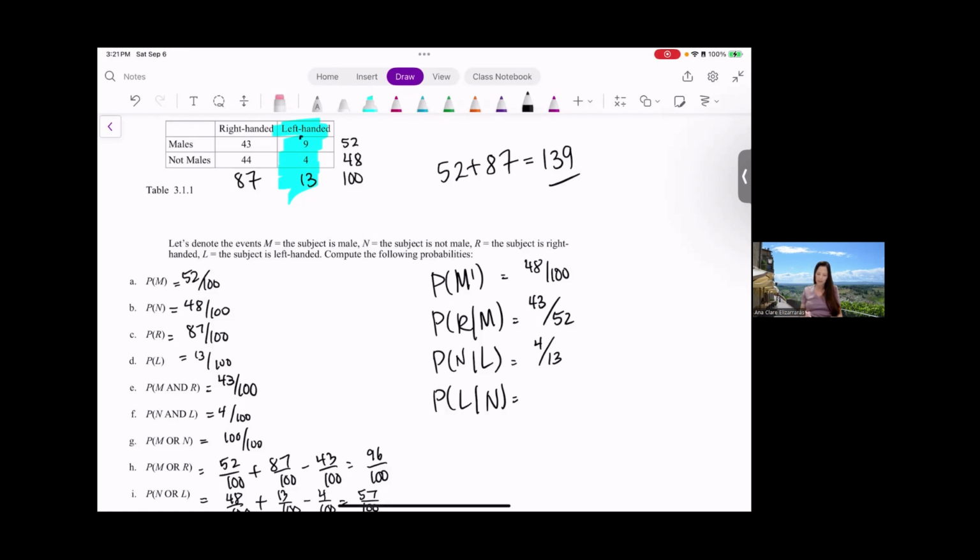Finally, what is the probability of being left-handed given that you're not male? So of the not males, of the 48, how many were left-handers? 4.